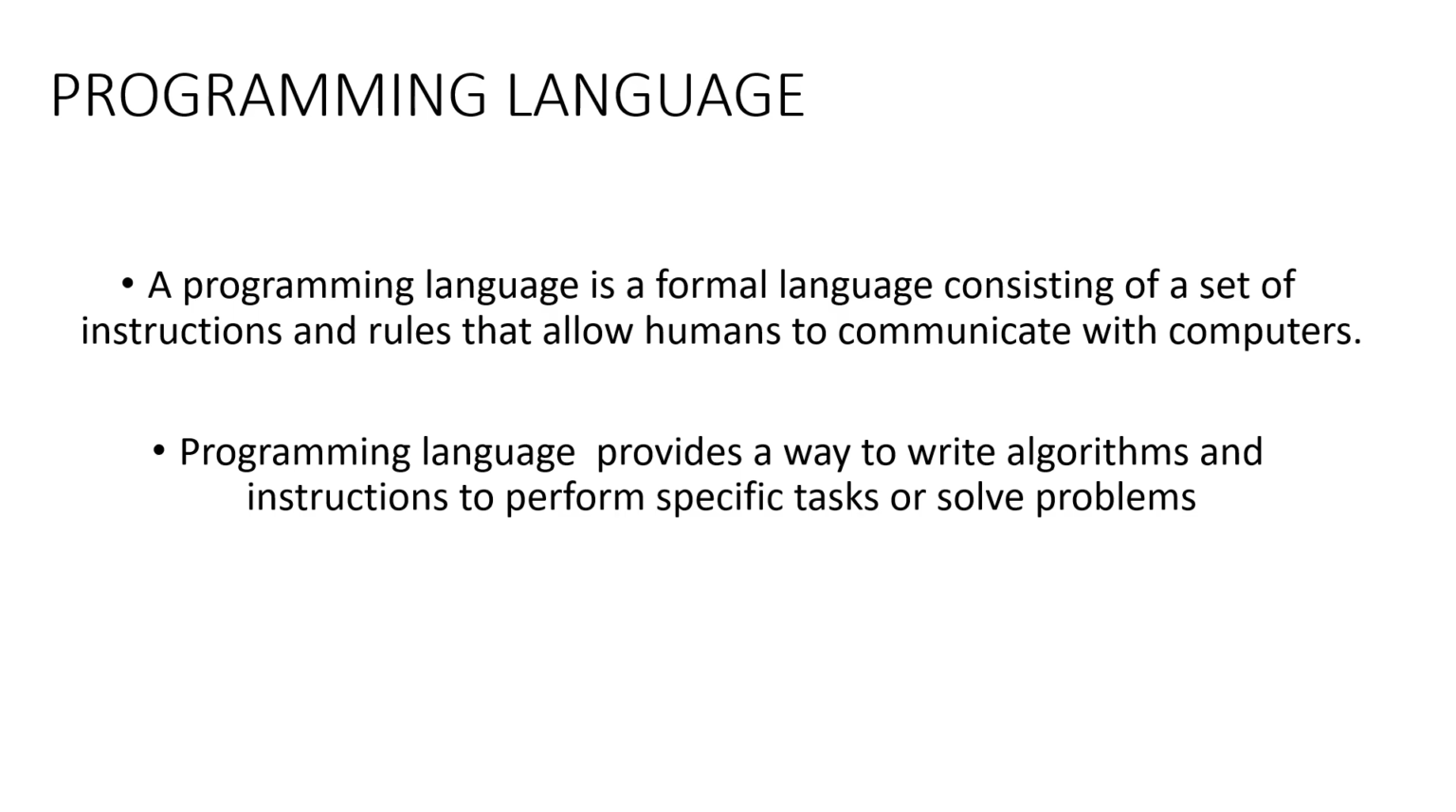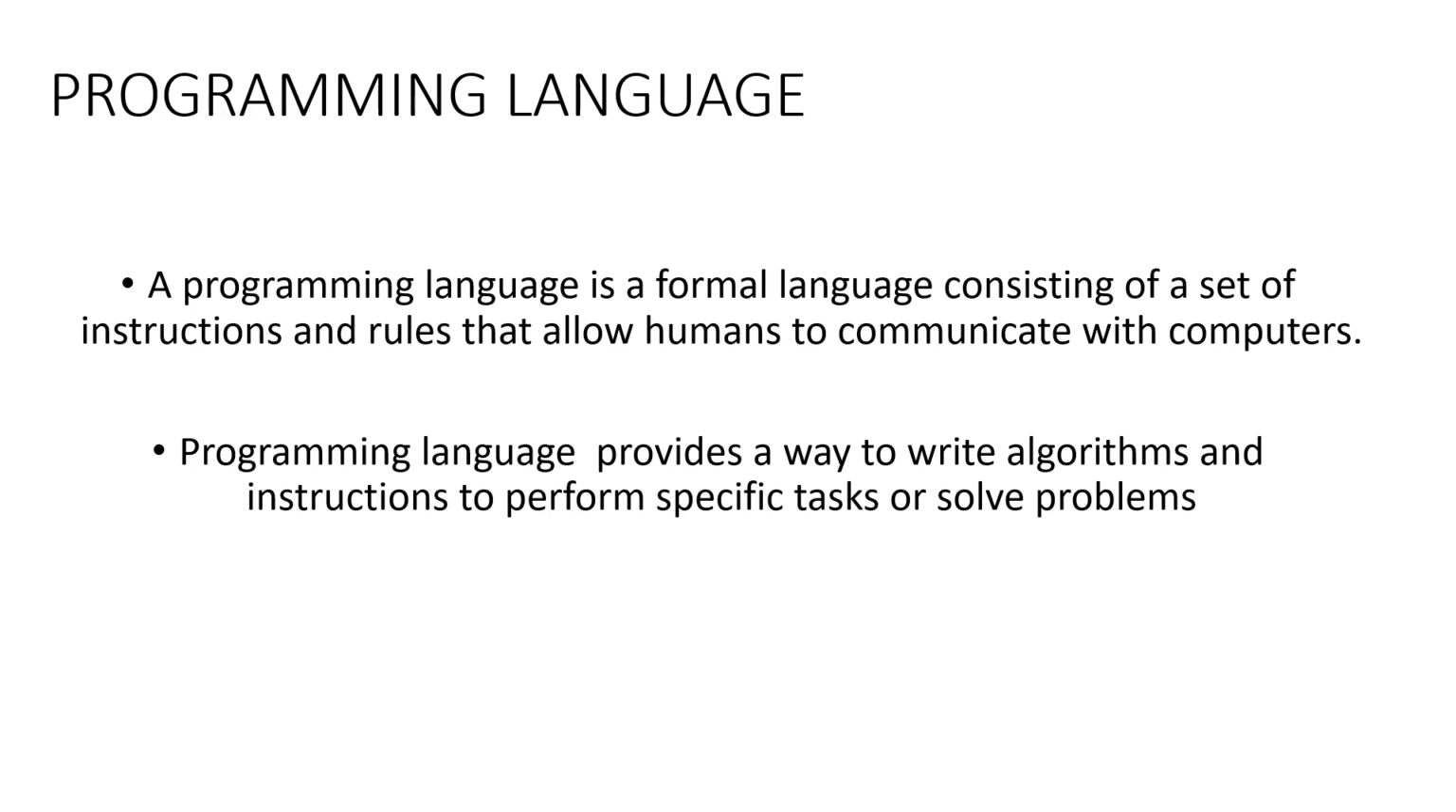So now let's go to programming language. What do we mean by programming language? We have been told that programming language was created because human beings needed to speak to the computer, and we don't use our own mother language to speak to the computer. We need what we call programming language. So that's why we say programming language is a formal language consisting of sets of instructions and rules that allows humans to communicate with the computer.